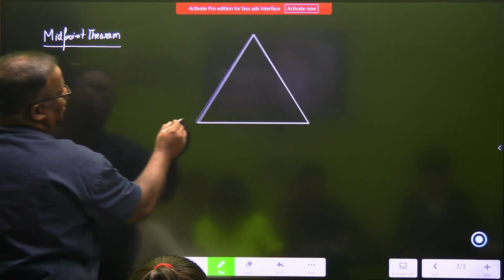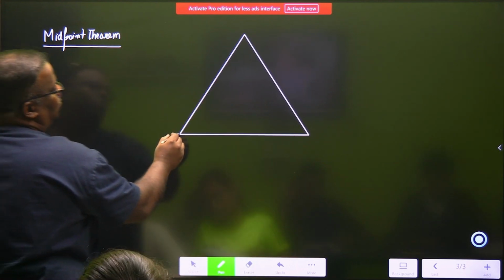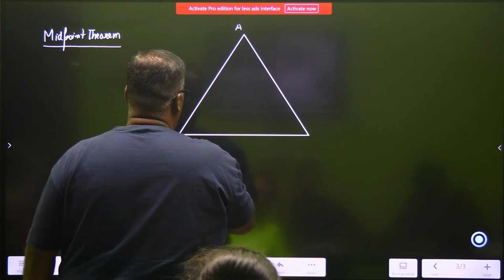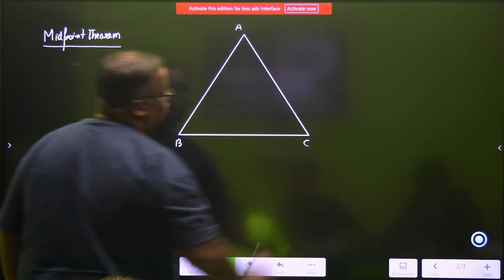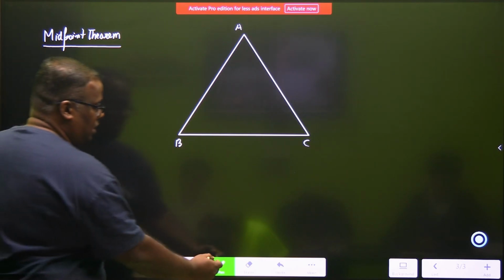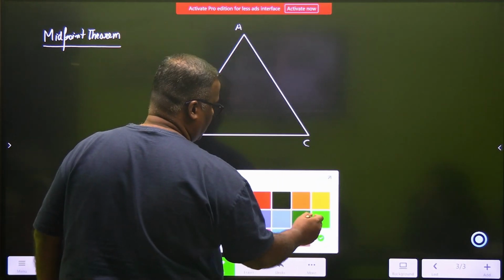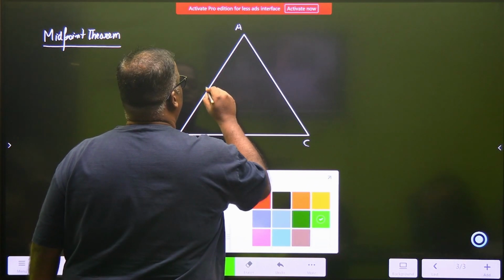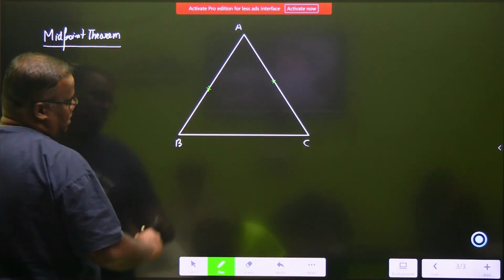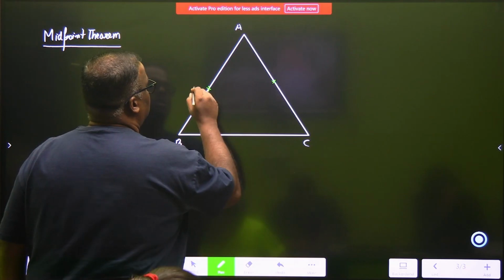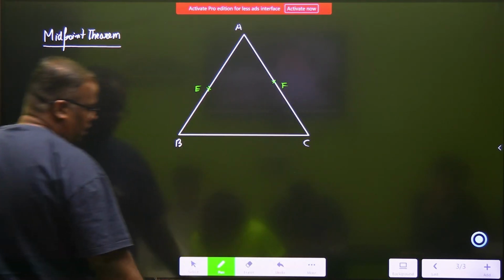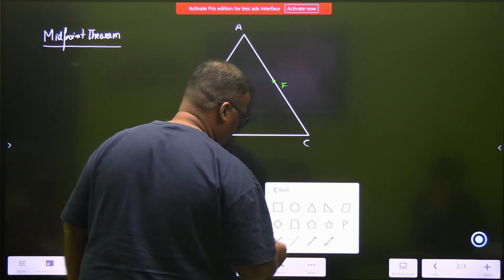ठीक है? So let's say in a midpoint theorem you will be given a triangle. हमारे पास एक triangle है. The triangle is A, B, C. So you know the midpoints of two sides. So let's take the midpoint. मान लो हमारे पास AB's midpoint is here, and we have one more midpoint on this side, right? And let's name these midpoints. इसका midpoint है E और इसका midpoint है F, right? And let's join the midpoints.